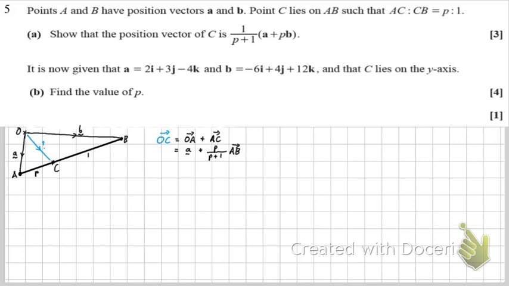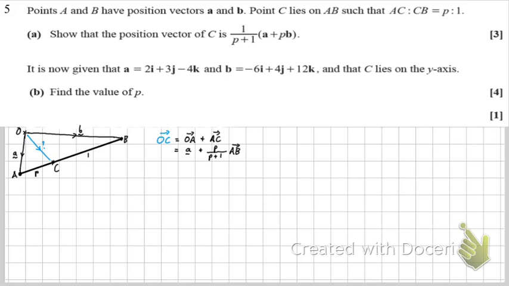Now, A to C is a proportion of A to B. And that proportion is, if you think about it, p over p plus 1 of the length of AB. If p was 4, then it'd be 4/5, wouldn't it? Because it's 4 to 1, so 4 out of 5. But we don't know what p is, so it's p over p plus 1.